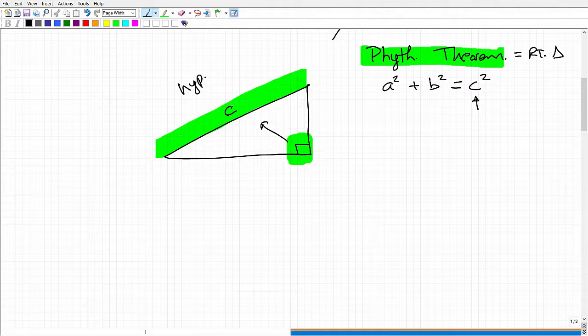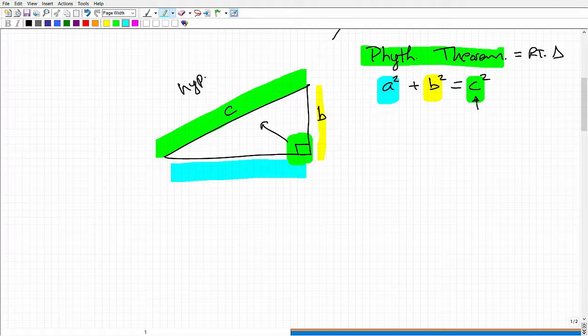Now, that's the length of this side. So we're left with a and b. A and b can be either side. It doesn't make a difference. This side can be length b and this side can be length a, or vice versa. This could be a, and this could be b.